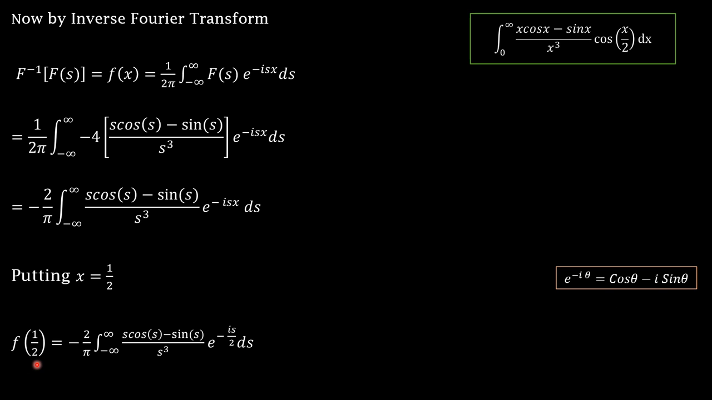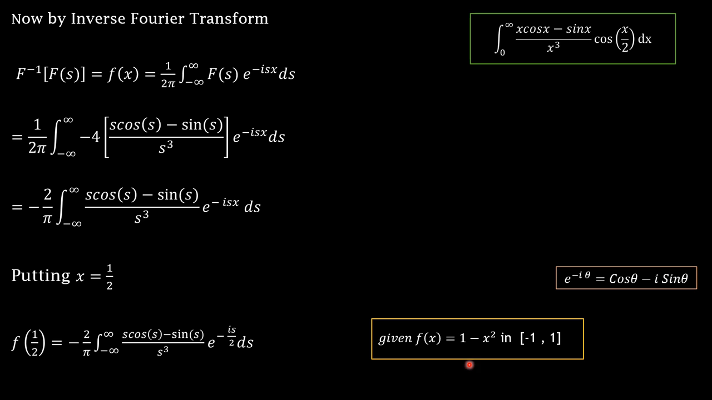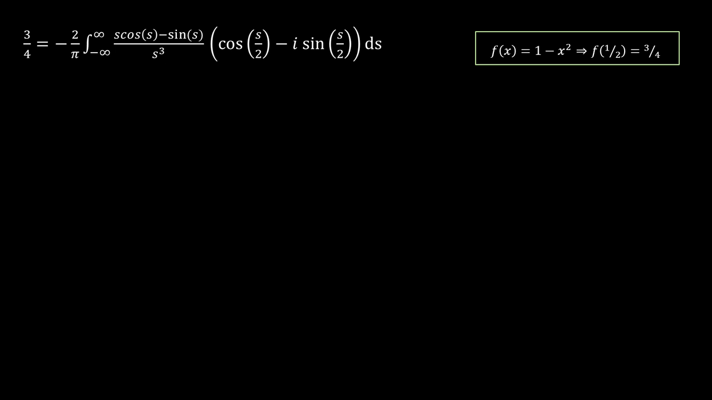At the same time, what do you know about the function? The function f of x is defined as 1 minus x square in the interval minus 1 comma 1, and half is a point which lies in the closed interval minus 1 comma 1, right? So using these two results, the equation reduces to the form 3 by 4 is equal to minus 2 by pi integration from minus infinity to infinity of (s cos s minus sin s) by s cube into (cos of s by 2 minus i sin s by 2).